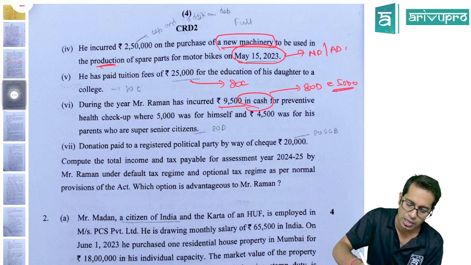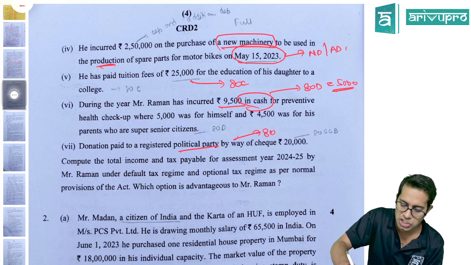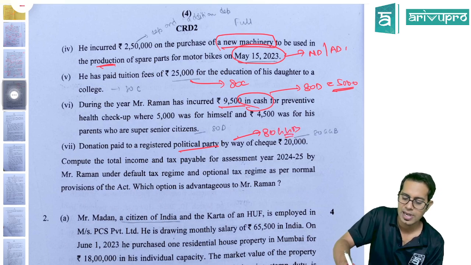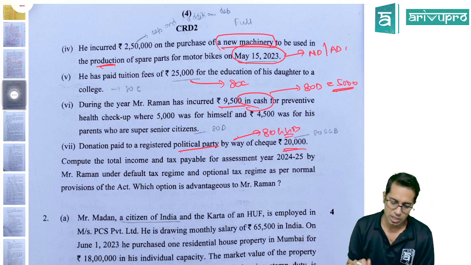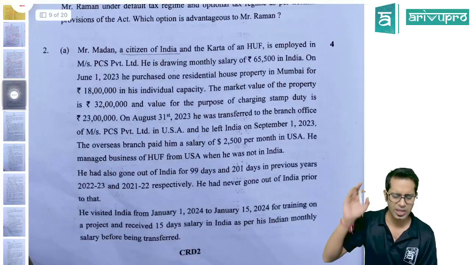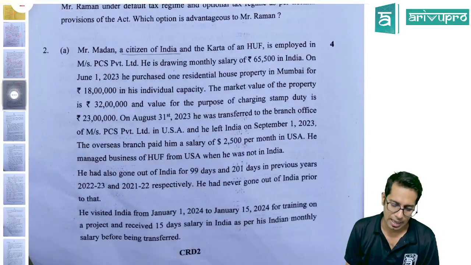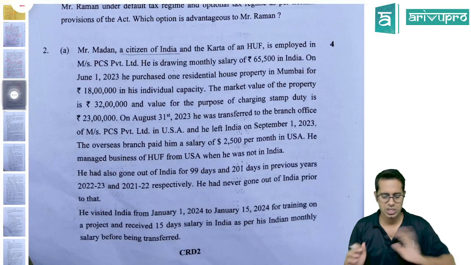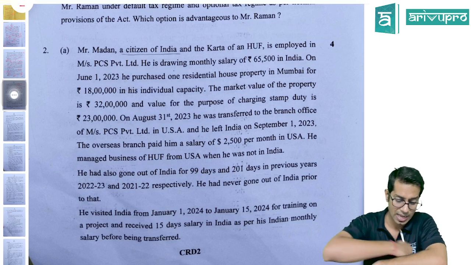Donation paid to political party, 80GGB, 20,000. It will be allowed. Okay, so accordingly you can work out the answer. I mean, anyways, discussion is important over here, not working out the answer.